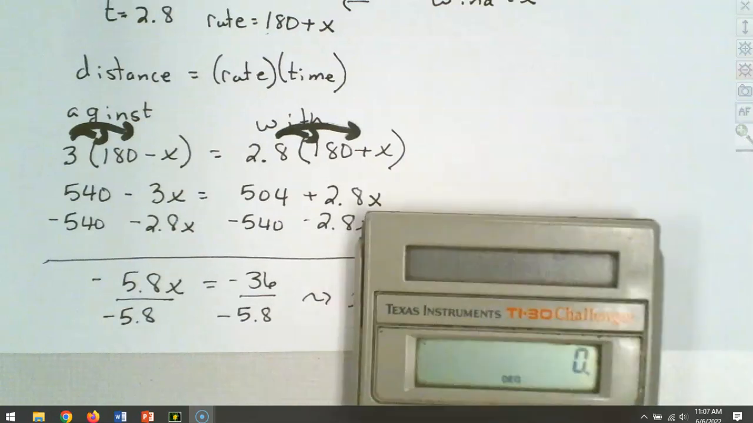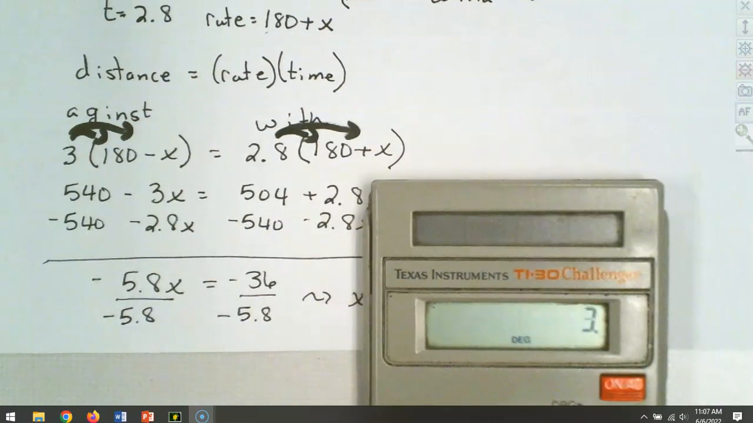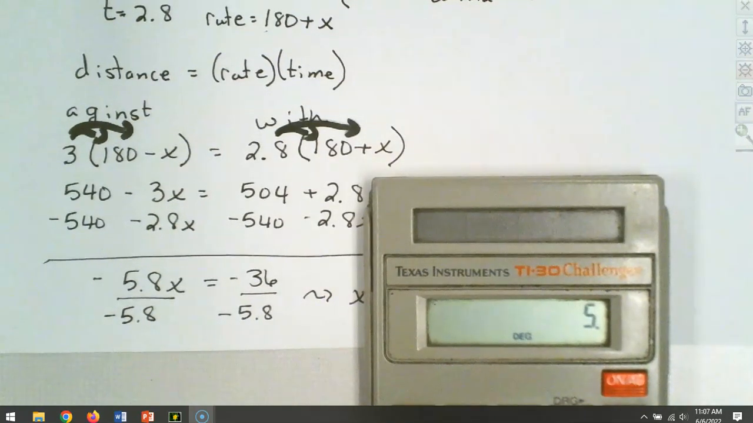Let's do this in our calculator here. We've got 36 divided by 5.8. We know negative divided by negative makes it positive, so I don't even have to put the negatives in. Now, how far do we need to round?